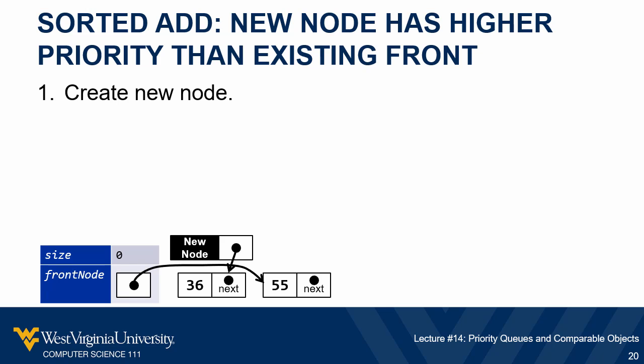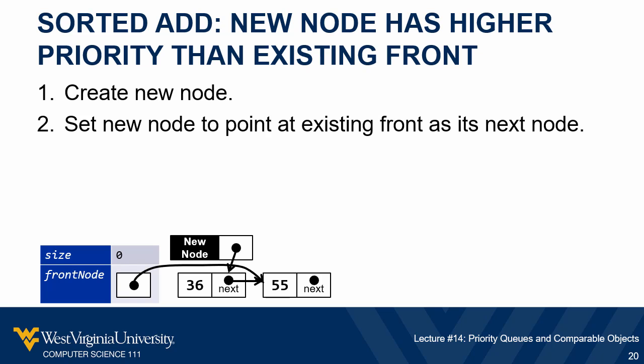So if we're going to go and create a new node here with the value of 36, what's going to happen is we're going to compare that new node to the existing front node. We're going to find it should go first. At that point, we're going to set the new node's next node to be the existing front. That way, once we make our new node be the front, we'll still be able to get to the rest of the chain.